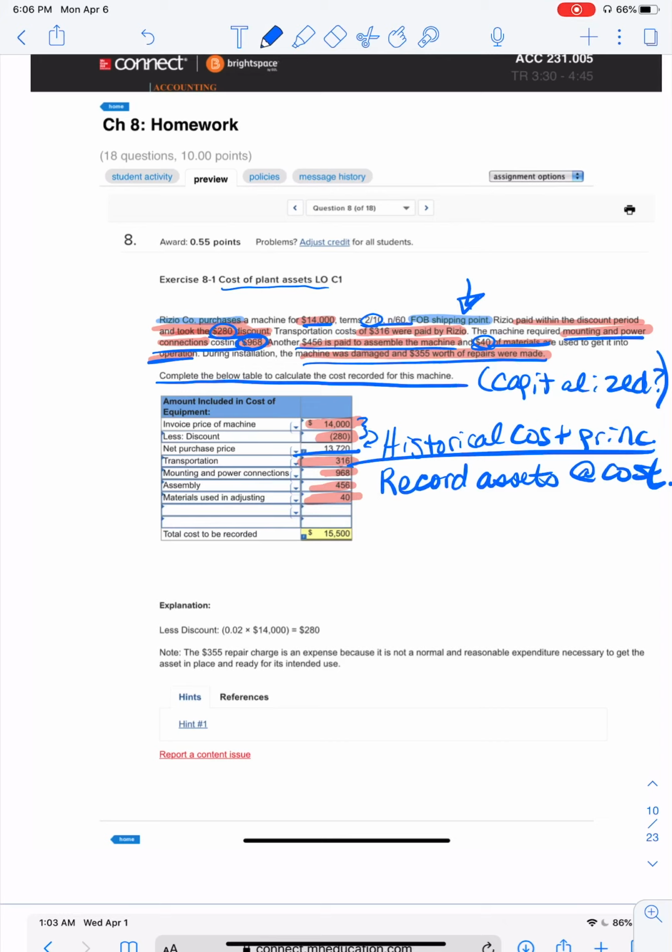So what we're going to see is that if you go through this and you take your 14,000 minus the 280 plus 316 plus 968 plus 456 plus 40, your total cost to be recorded is $15,500. And that takes you through to the end of number 8. Okay.